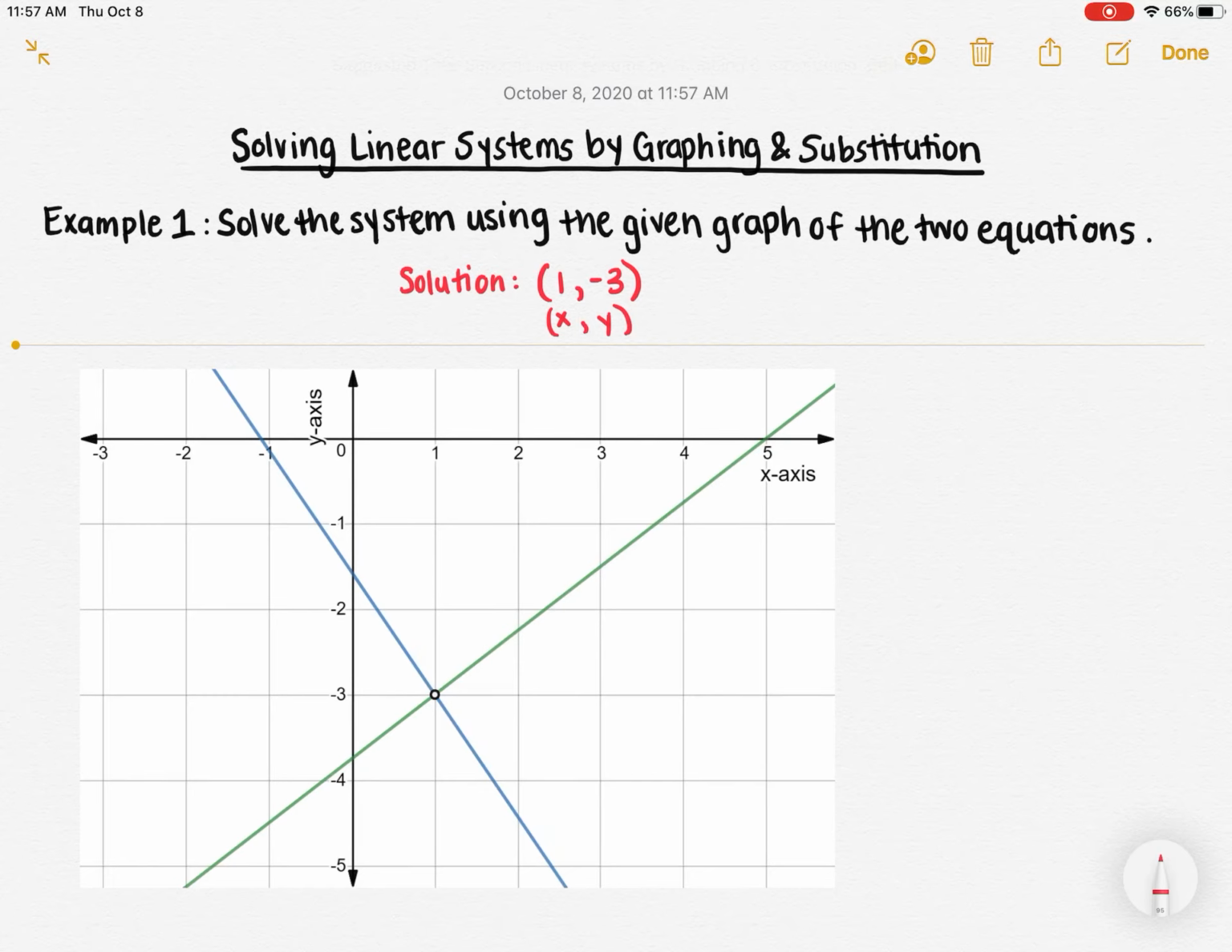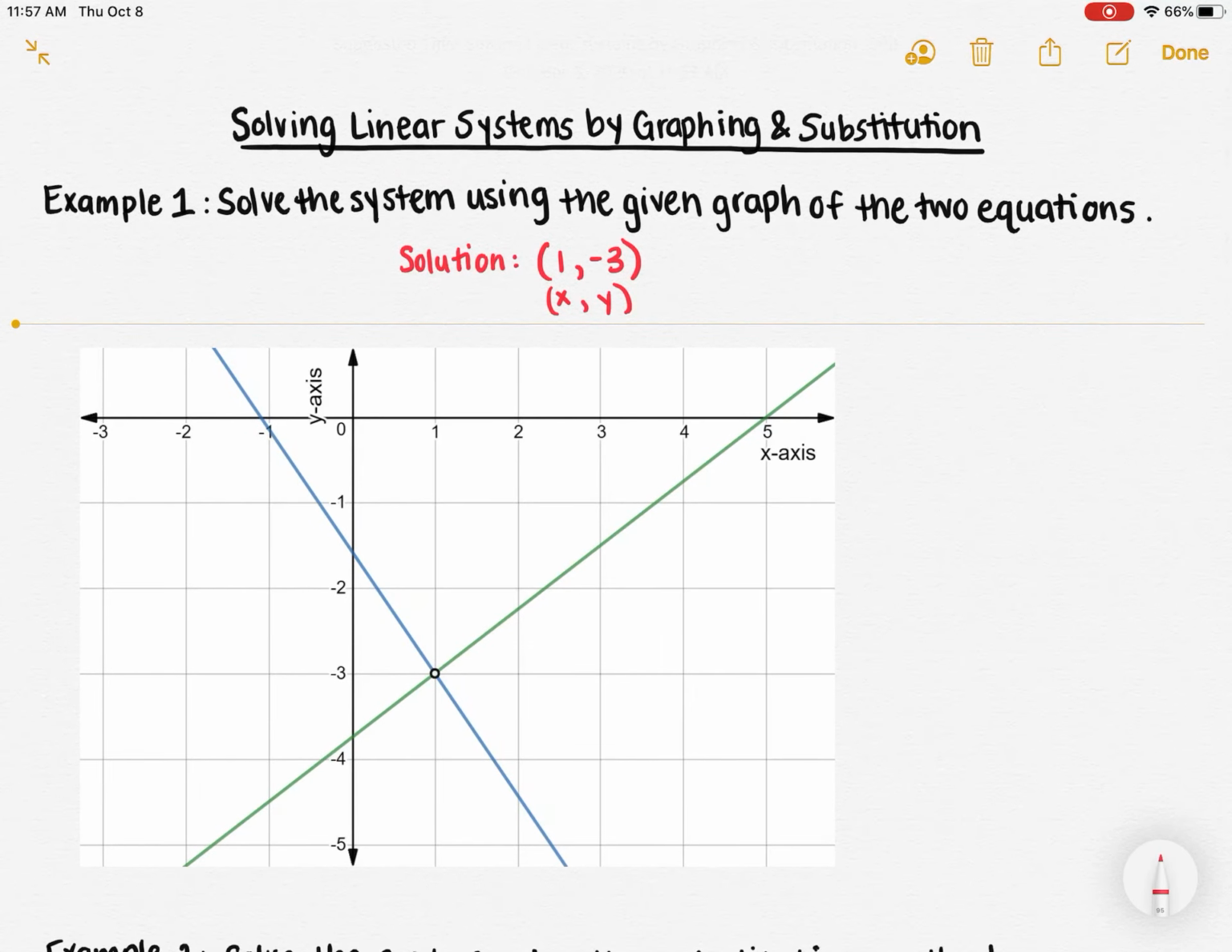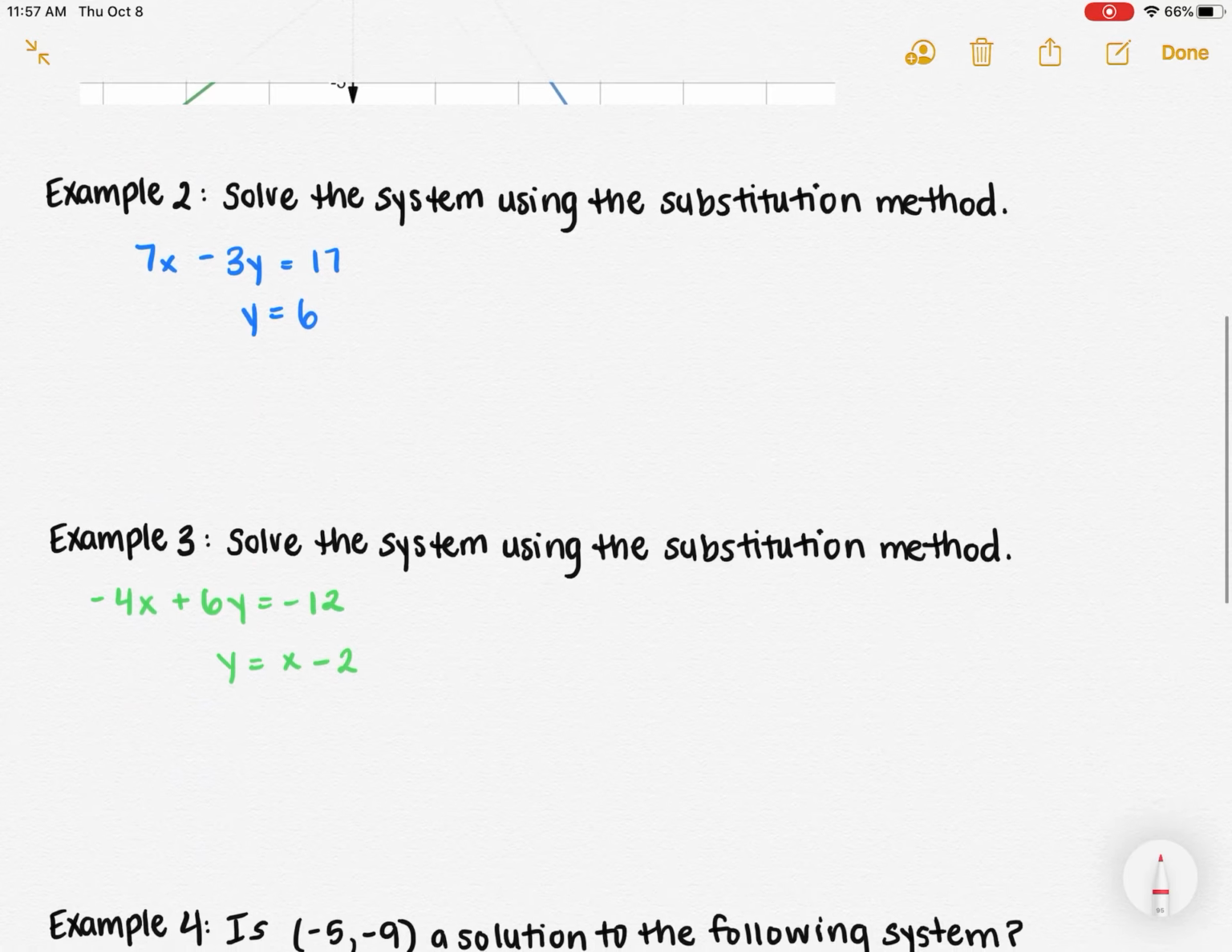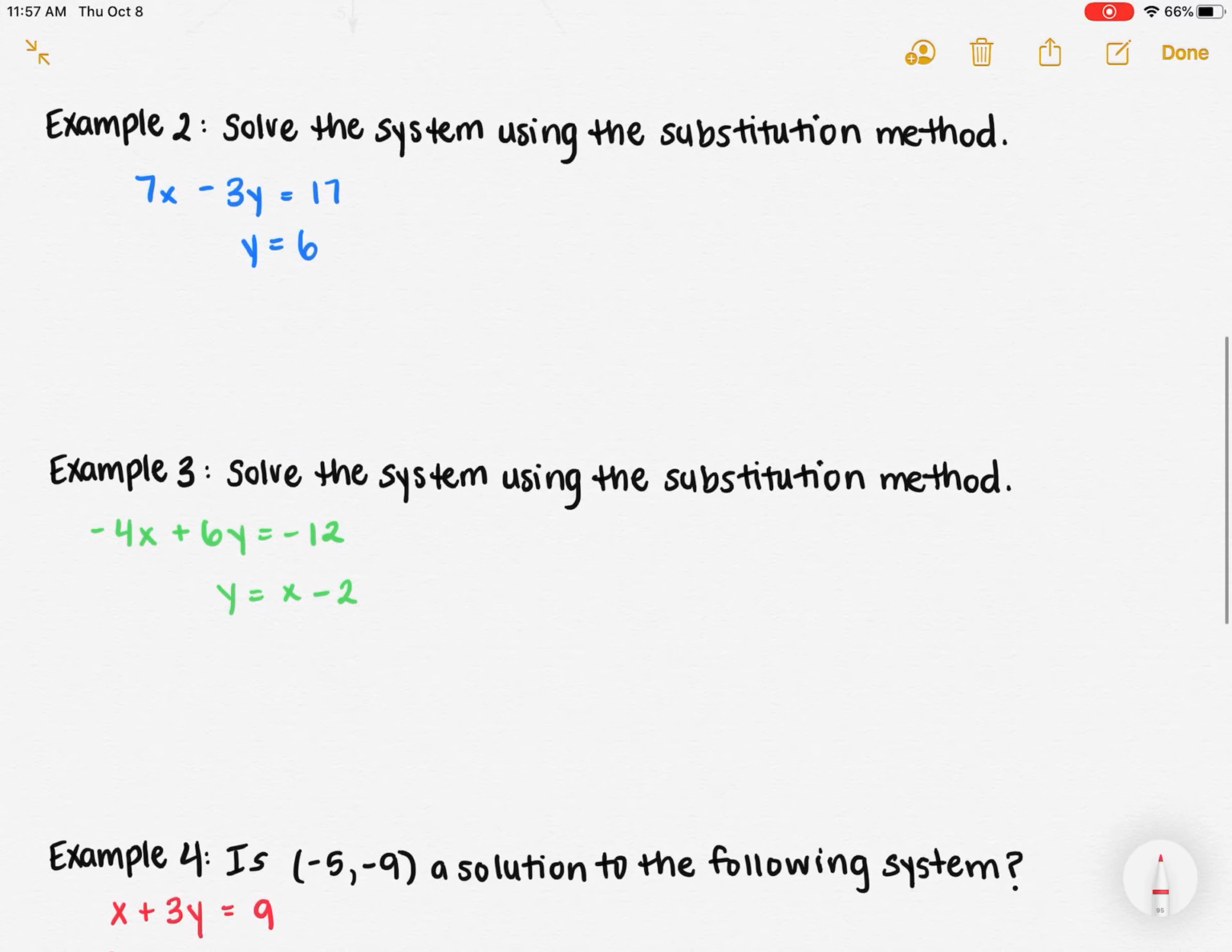All right, so now that we know how to solve by looking at a graph, let's make sure we can solve when we don't have a graph. So for my next example, I'm going to solve a system of equations using the substitution method. And the equations that are given to me are 7x minus 3y equals 17 and y equals 6. So substitution tells us that we're going to need to substitute in values for our different variables in order to solve. So I can see that with this system, I've already actually been given one of my solutions.